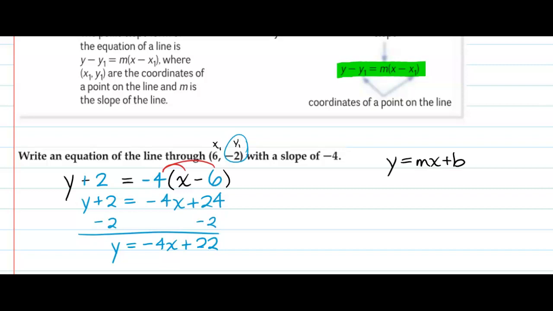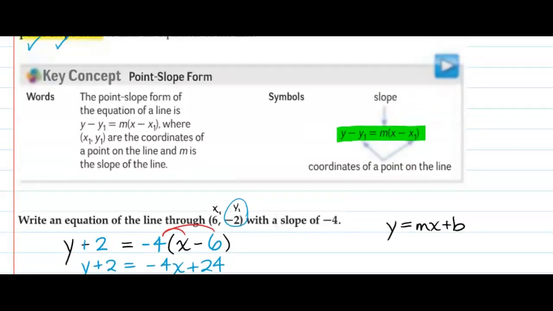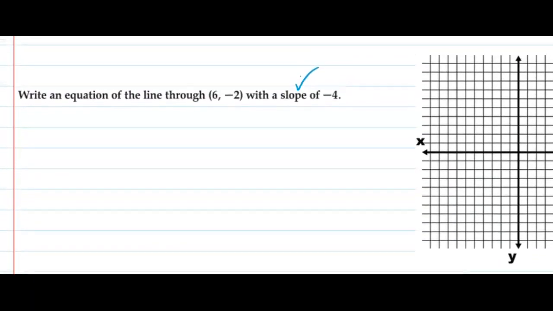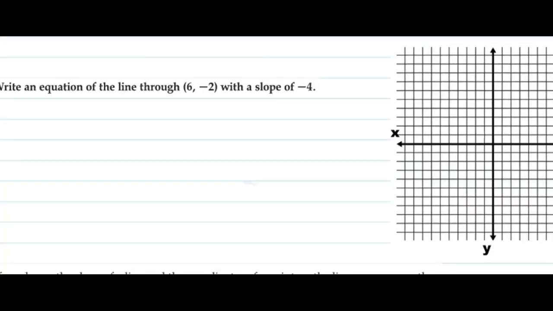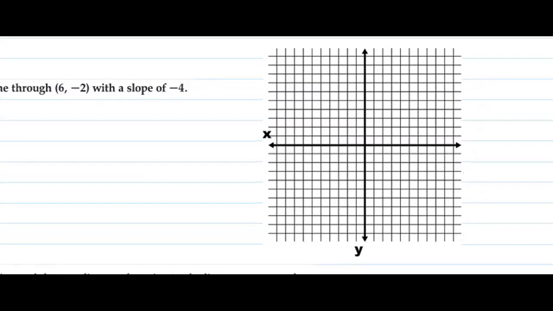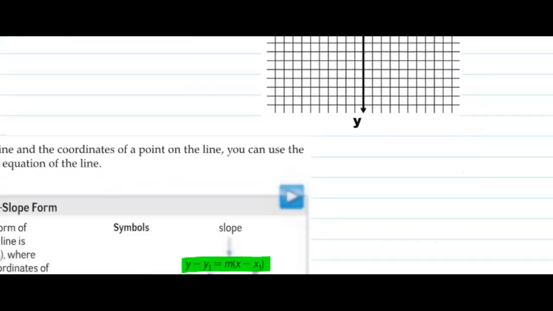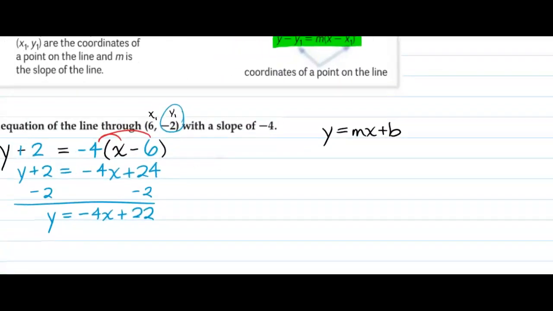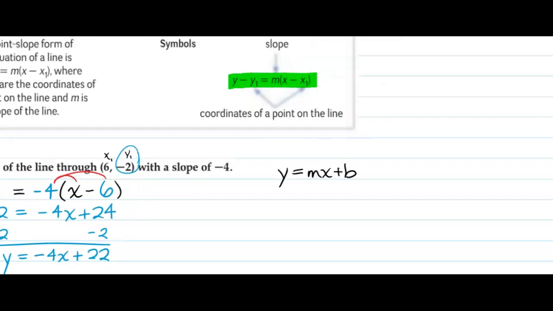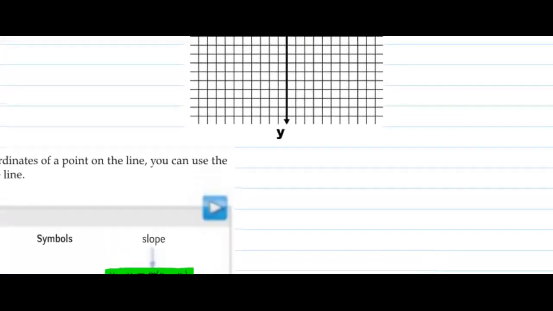Now, there is a way to do this without point-slope form, and I will leave that for you to do in class with your teacher. I also want to take a moment to show you what this would look like when we graph it. And I want to do it 2 different ways. One way is to start with our slope-intercept form that we came up with. Y equals -4x plus 22.